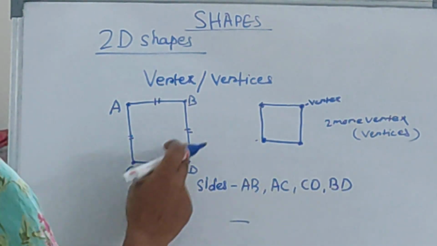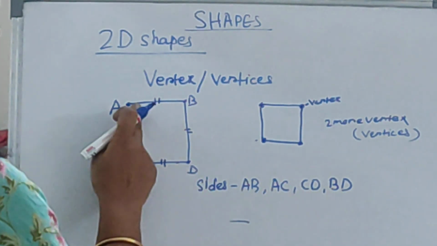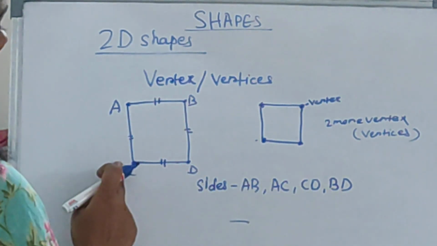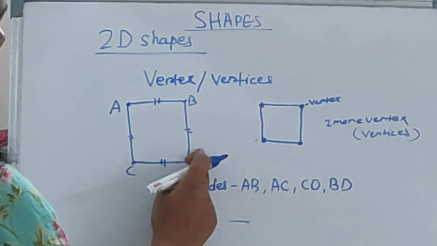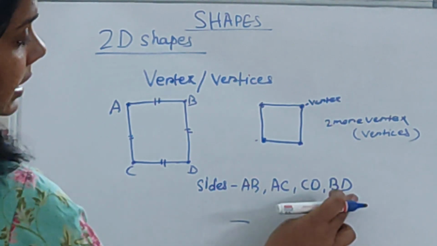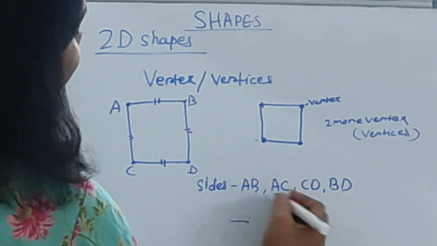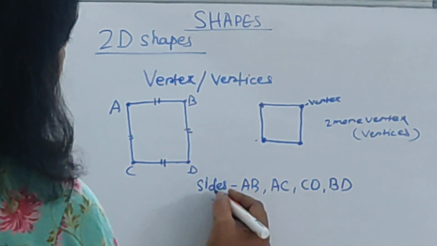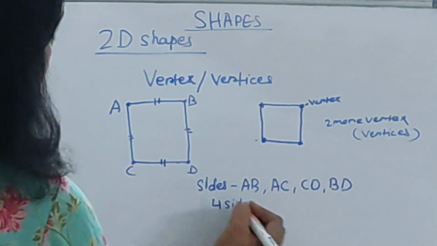So see, in this shape, how many sides are there? AB, AC, CD and BD. So there are four sides. In this structure, how many sides are there? There are four sides. Yes.